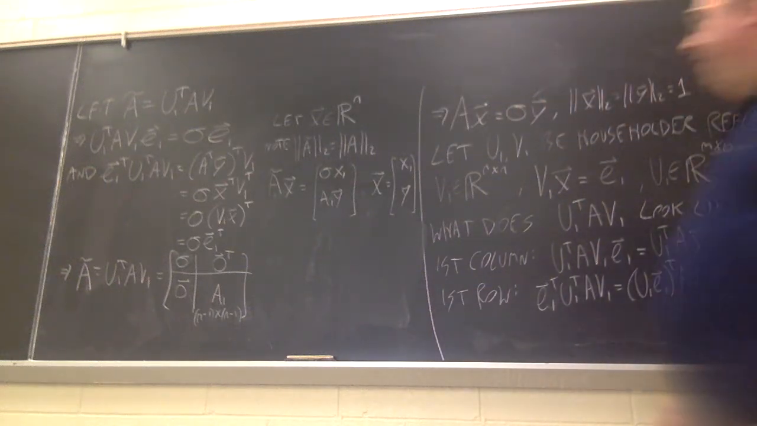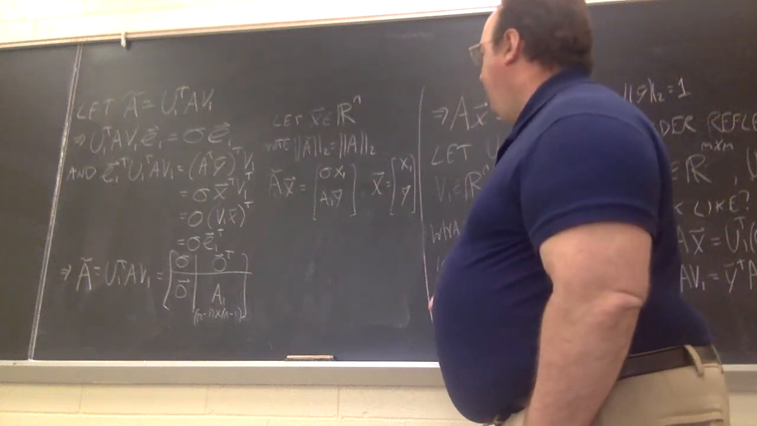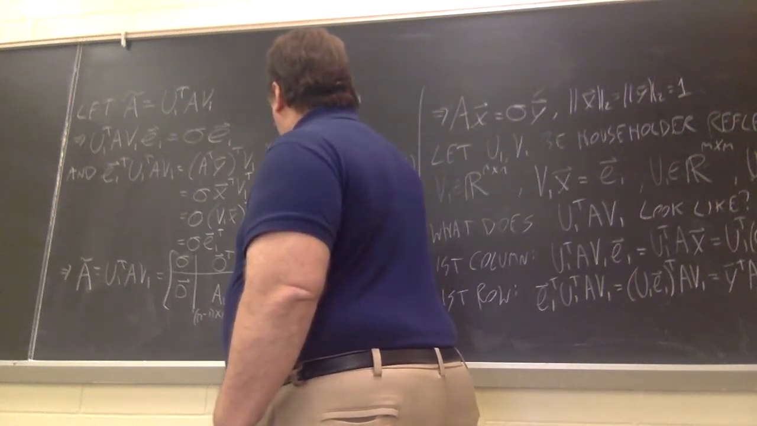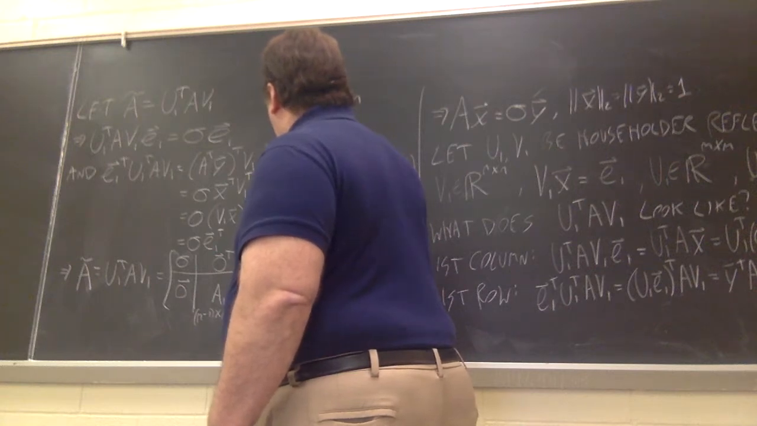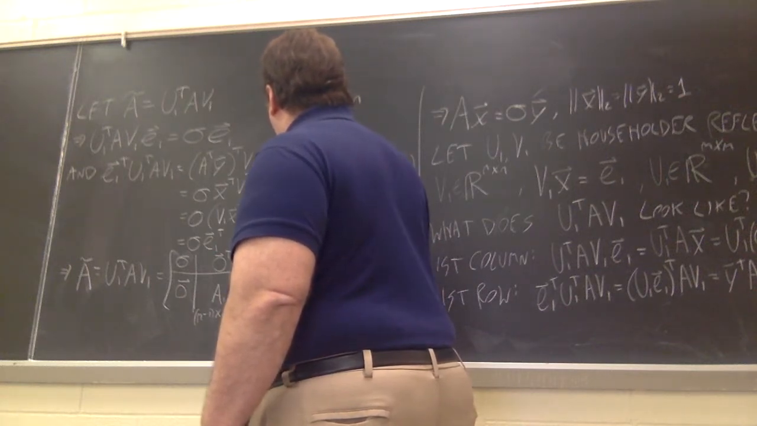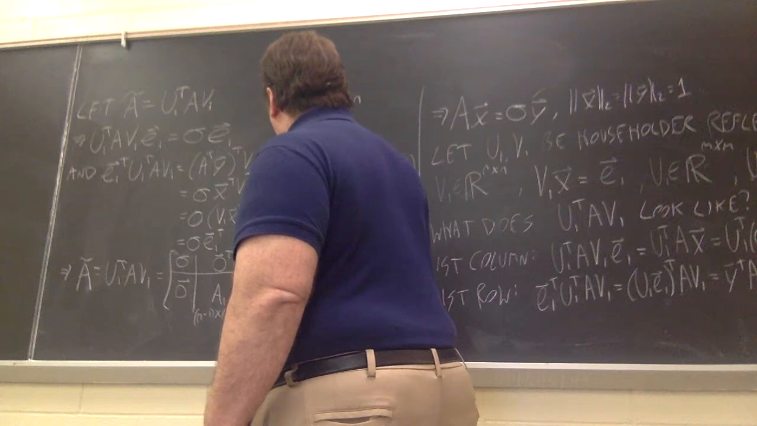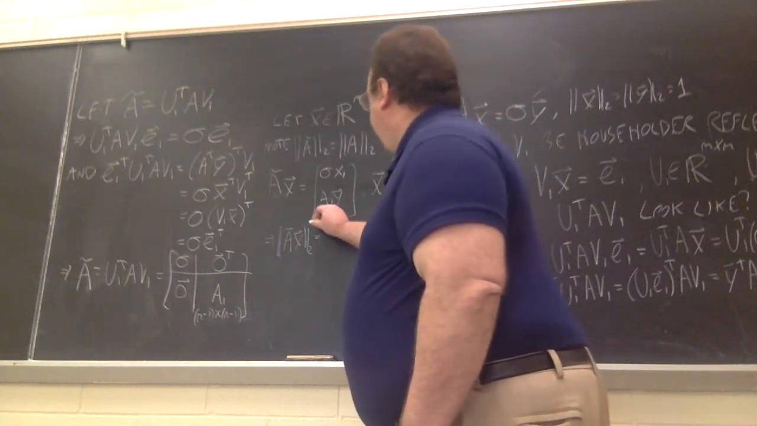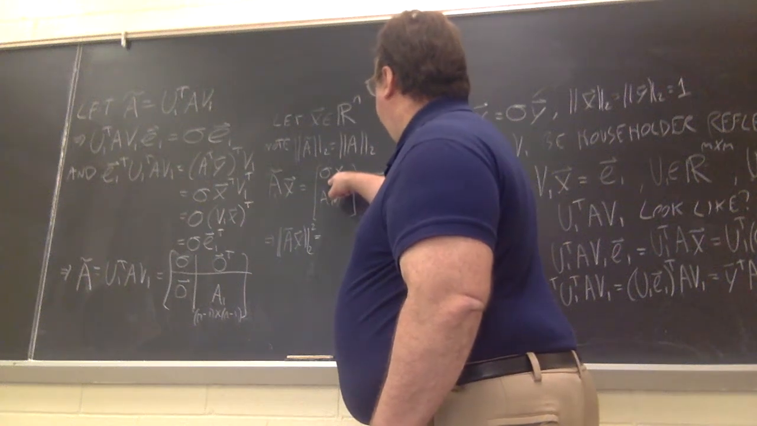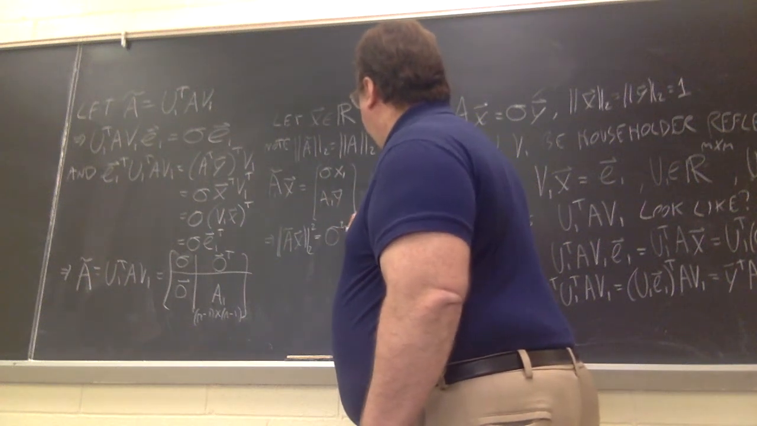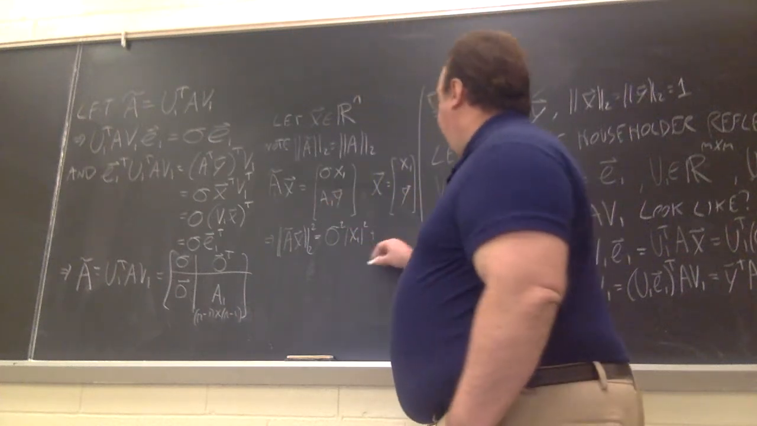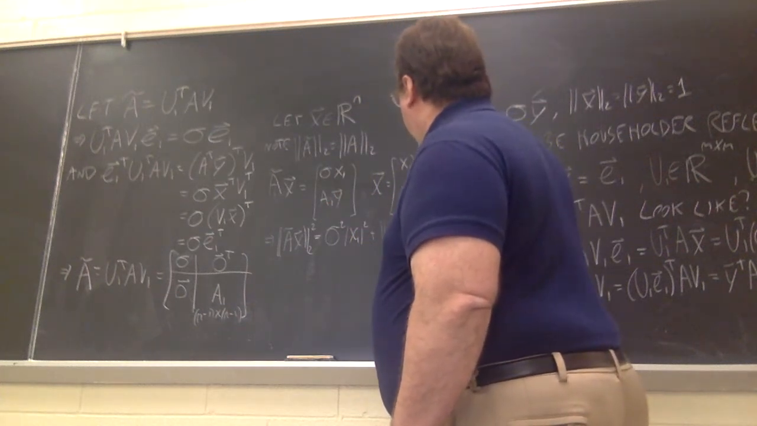Okay. Now, what that means is the 2 norm of A tilde x squared is equal to this first component squared, sigma squared x1 squared, plus the 2 norm of this squared.